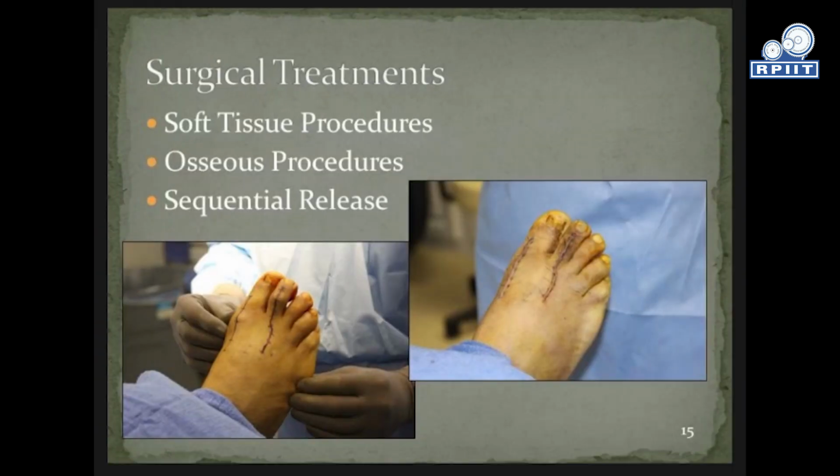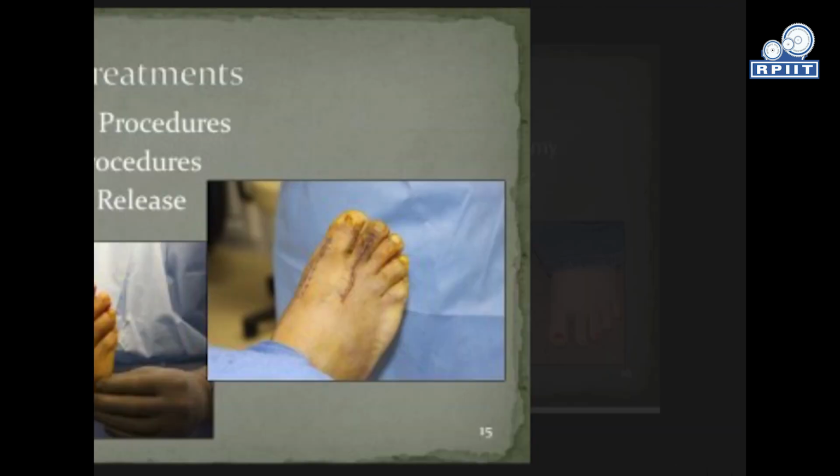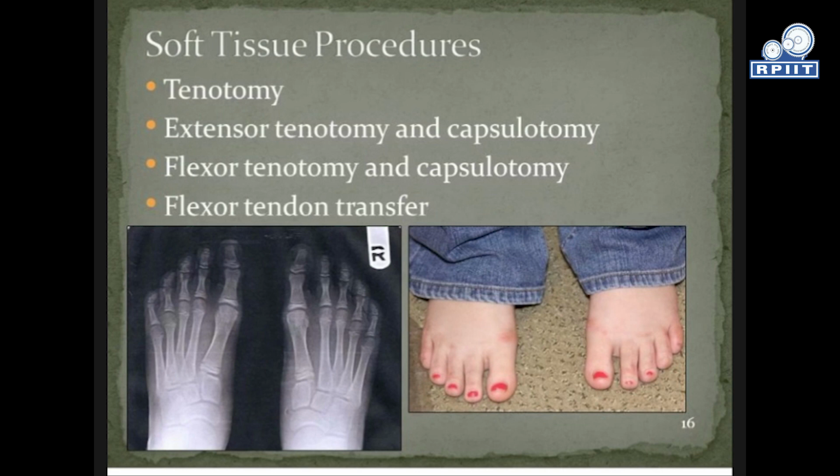Now surgical treatment: the soft tissue procedure, osseous procedure and tendon transfer. Now soft tissue procedure: tenotomy, a surgical procedure of cutting the tendon, and capsulotomy, also a surgical procedure to remove part of the capsule. And last is the tendon transfer, also a surgical procedure that moves a working muscle and tendon to replace a non-working muscle or tendon.